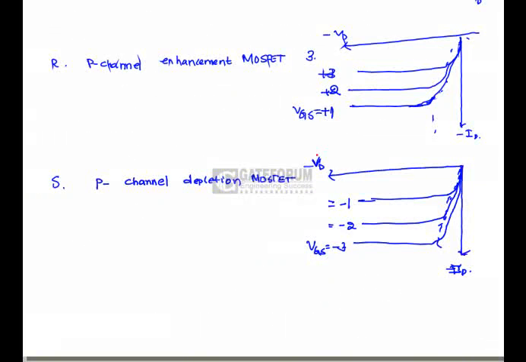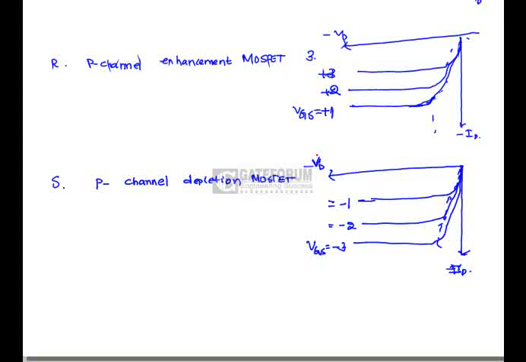The question is to match list one with list two. Here there are two types of MOSFETs, N channel MOSFET and P channel MOSFET. If we want to operate an N channel MOSFET in enhancement mode, that means if VGS increases, the current has to increase, whereas in depletion mode, when VGS increases, the current has to decrease. See here, for N channel enhancement MOSFET, the VGS is positive. If VGS is positive, ID increases if VGS increases. Whereas for depletion MOSFET, when VGS increases in the negative way, the current has to decrease.